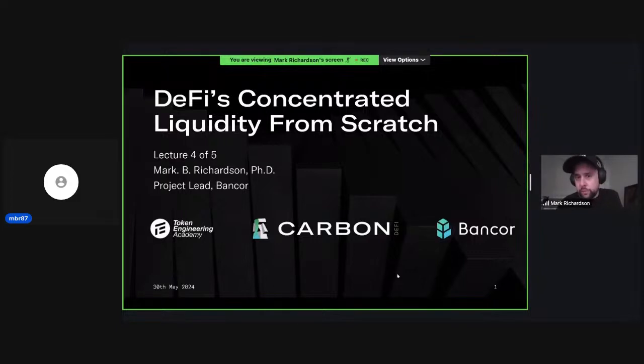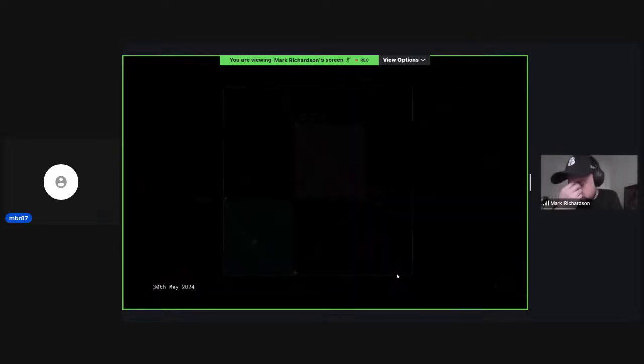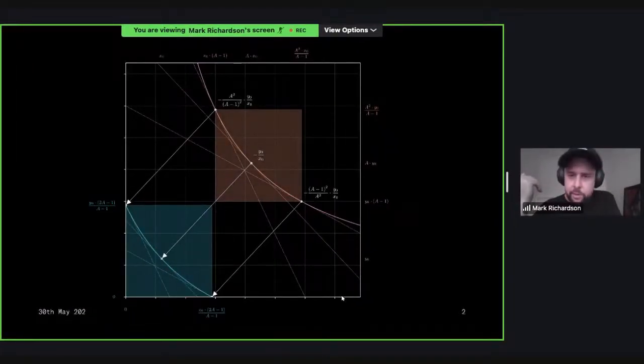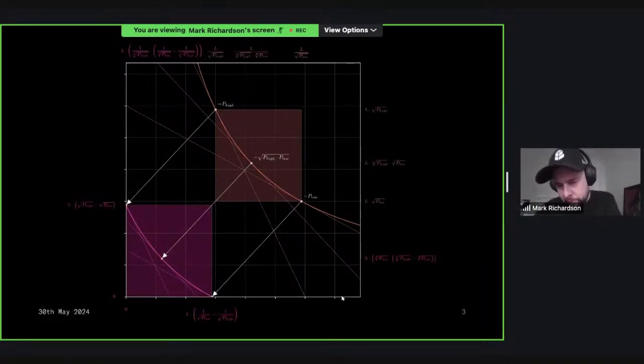The overall structure of the course has been to really look at the mathematics component. We've spent a lot of time dealing with the algebra and calculus and geometry and so on and so forth. The trajectory that we've taken has followed the history of the development of concentrated liquidity, beginning with Bancor's invariant, which was published in 2020, which looks like this. And then we've just started to look at the Uniswap invariant, which looks like this.